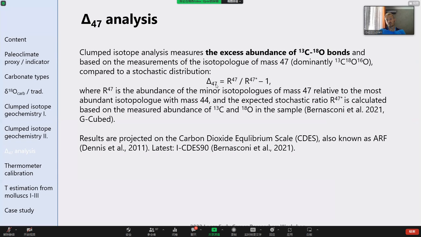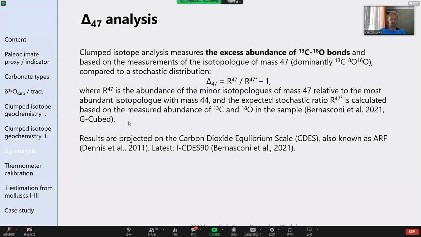So delta 47 equals R47 divided by R47 star minus 1. R47 is actually the ratio between mass 47 and mass 44 isotopologues. R47 star is the same, which is expected for a stochastic distribution.